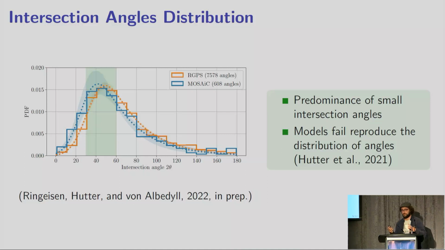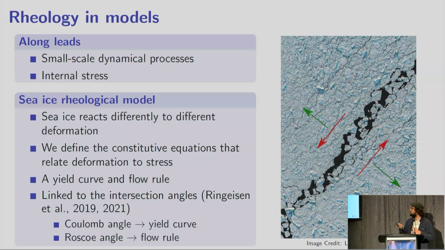Now I will go to the sea ice rheology part. Rheology in models is needed because there is a lot of small-scale dynamical processes in the ice, so interaction between floes. We need this sea ice rheological model because the sea ice, depending on the direction of the stress and the ratio of normal to shear stress, will react differently. You can see here a lead with a lot of small floes and how they will interact, and that's what we want to model. So for this, we use a yield curve and a flow rule.